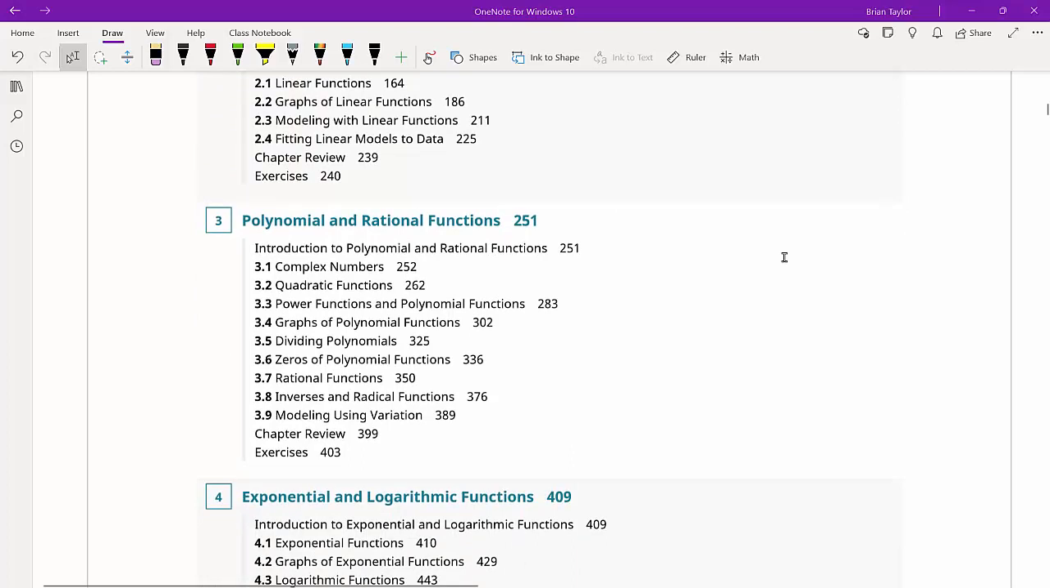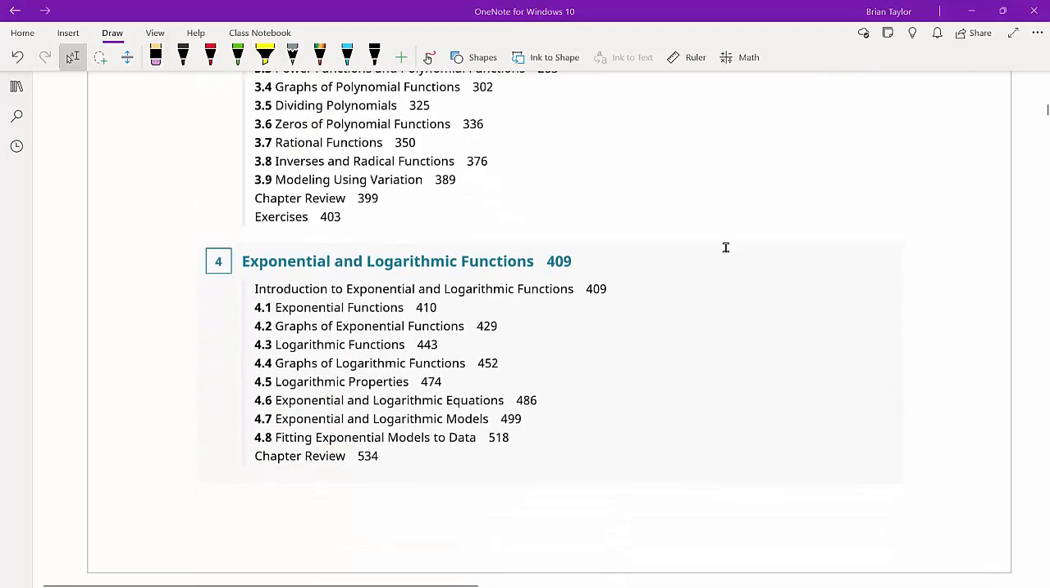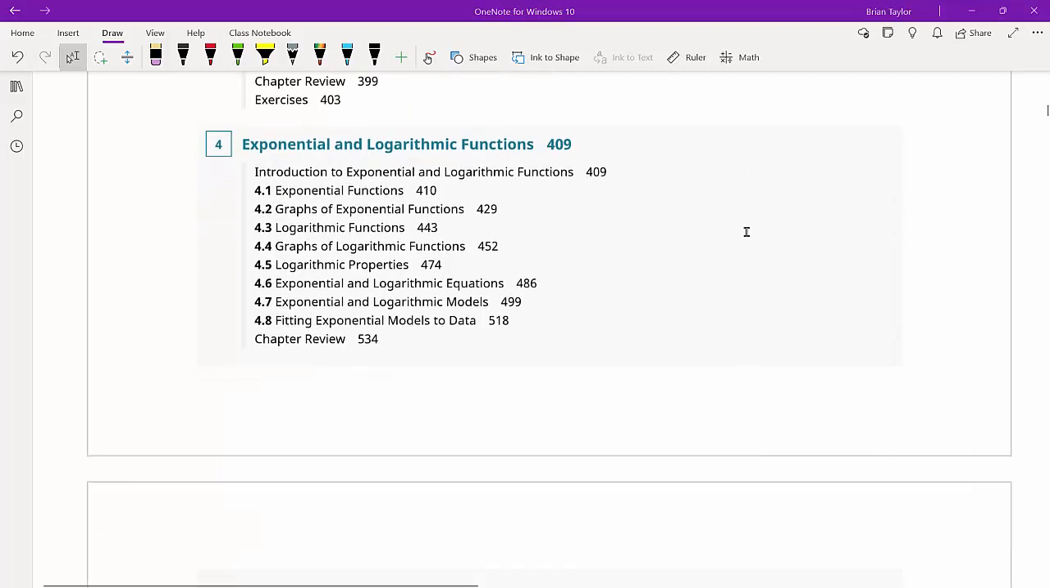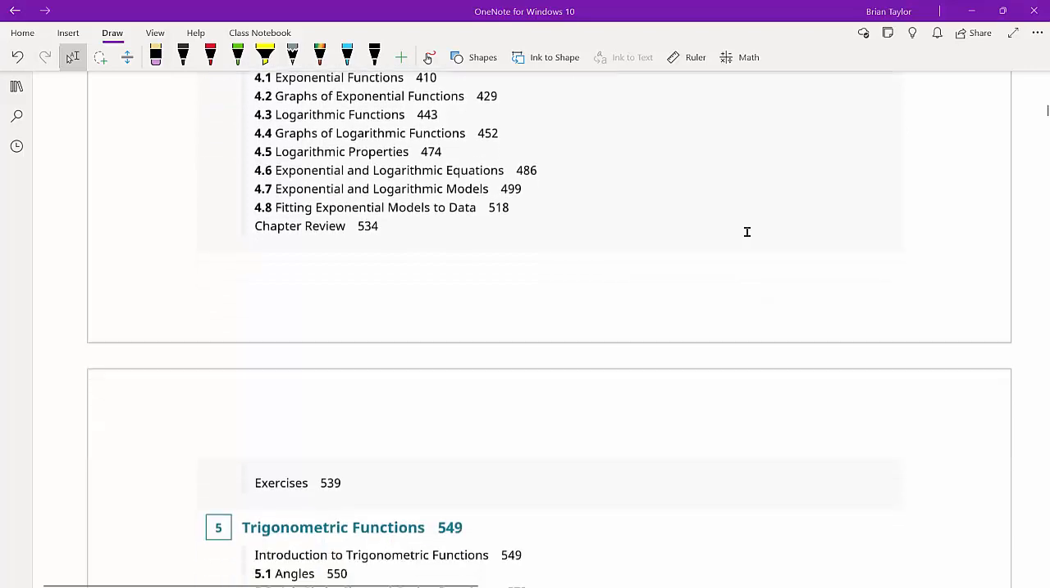And again, you should probably already have had some exposure to quadratic functions and graphing quadratic functions, which are parabolas. Then we move on to exponential and logarithmic functions. And you may have had some exposure to this, but this will be a nice review if you have, and it will be new for you if you haven't had any exposure to it.